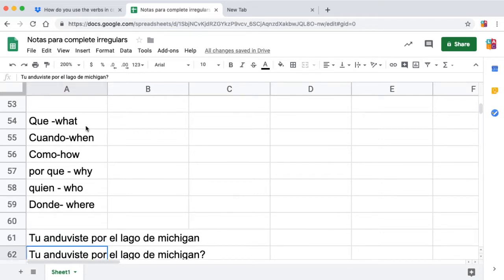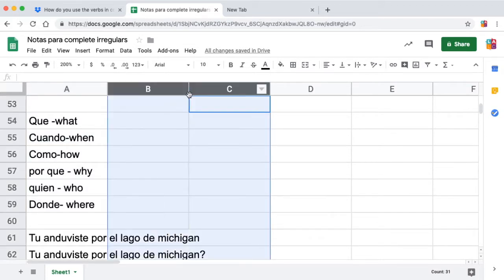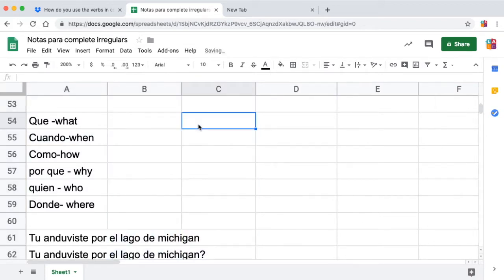And also these are starters for questions, right? So let me put some of the verbs we saw today. So for example, andar, anduviste, tú, let's say, tú anduviste. And remember, we were using por somewhere, right?